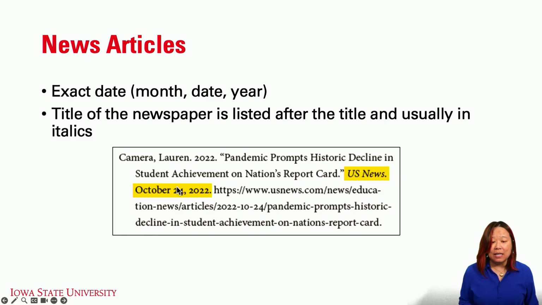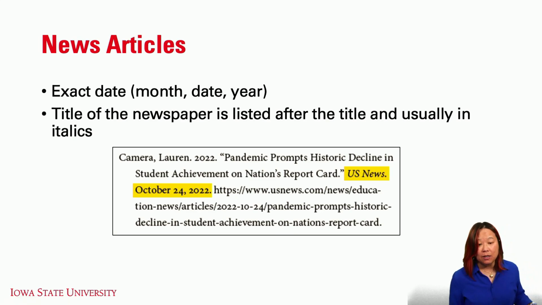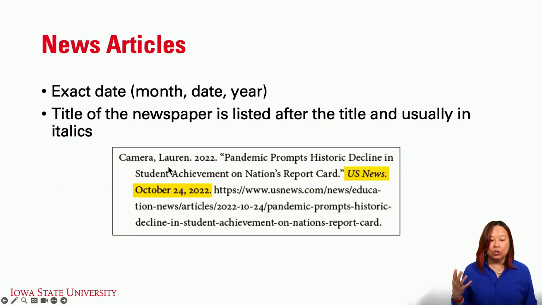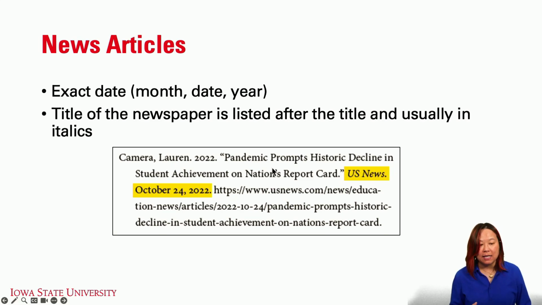The other thing too is usually you'll see an exact date because it tells you the day when it was published, especially if this is a daily paper. But sometimes you may just get a month and a year if it's a monthly publication. So here again, you can see the author name, Lauren Camera. It was published exactly on October 24th, 2022, out of U.S. News, and the article was Pandemic Prompts Historic Decline in Student Achievement on Nation's Report Card. Okay, and that is it.